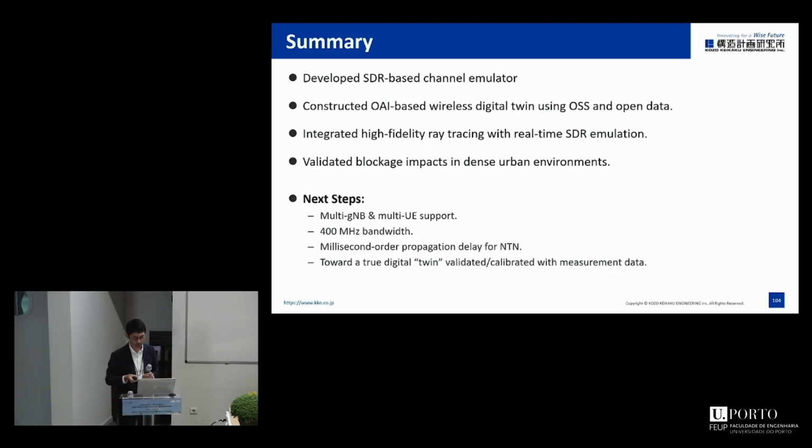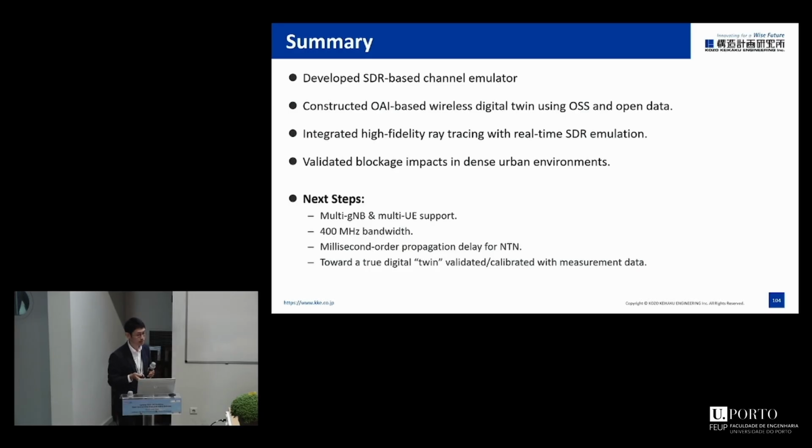So, a bit fast, but to summarize, we developed an SDR-based channel emulator and built an OAI-based wireless digital twin using OSS and open data. By combining high-fidelity ray tracing with real-time SDR emulation, we evaluated blockage effects in a dense urban scenario.